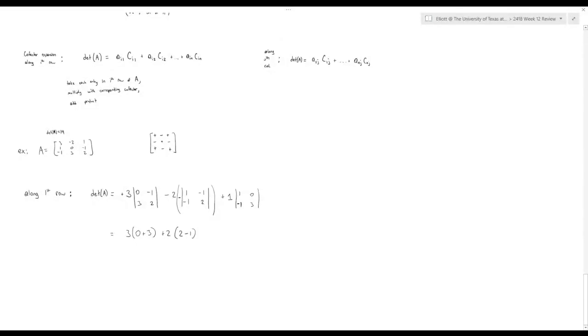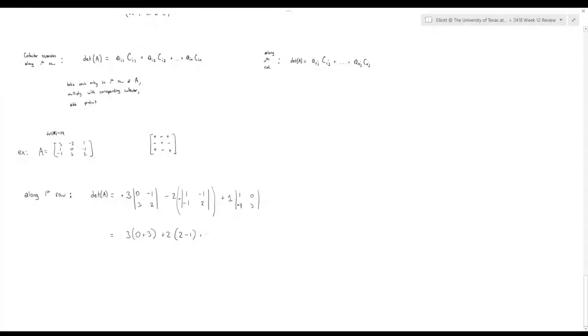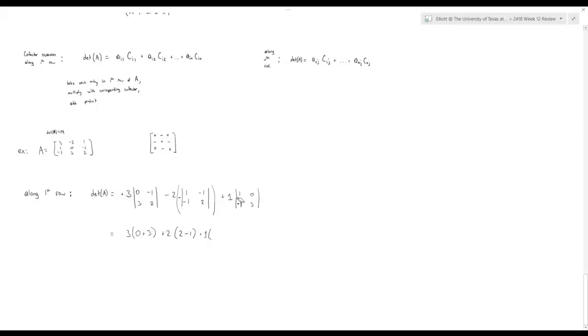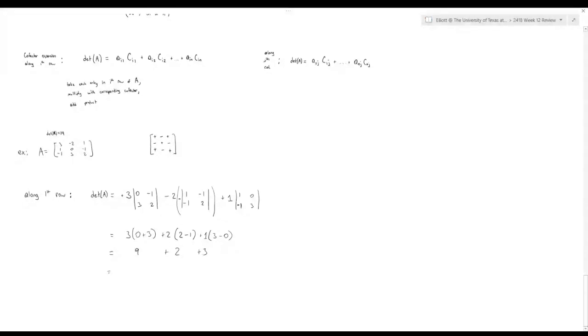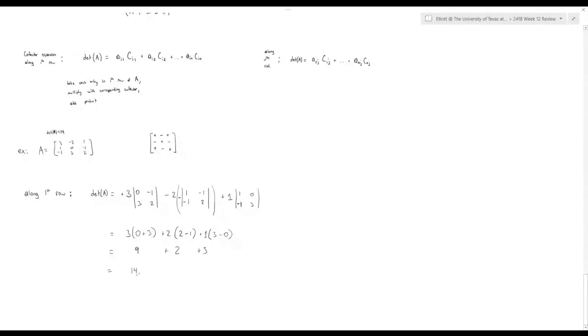Okay. And then lastly, we have +1 times, and then again, if we do the AD minus BC, okay, we'll multiply and add everything up. It's going to be 9 plus 2 plus 3. So that gets us the answer of 14, which is what we found earlier as well, okay? All right.